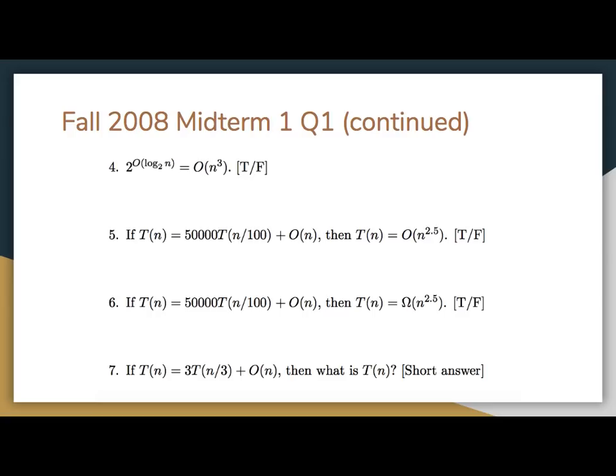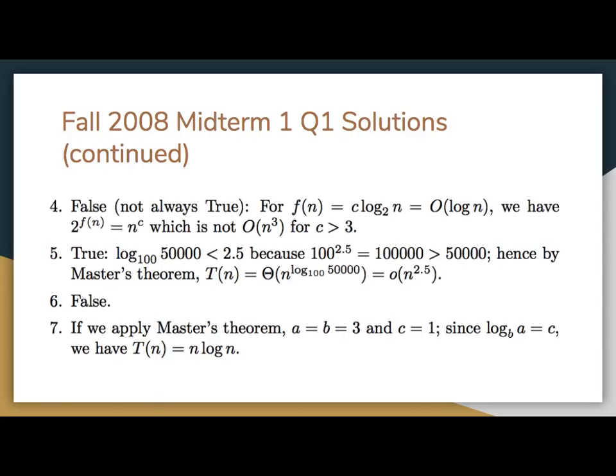Okay, we're going to start going over these questions too. So for 4, it's false. It's not always true because we have O of log n, but O of log n could be O of like a constant times log n. So we actually could have a function where there's f of n to the c, which is not O of n cubed. c could be greater than 3. So if c was 4, for example, 4 log n would still be O of log n. Any questions on that one?